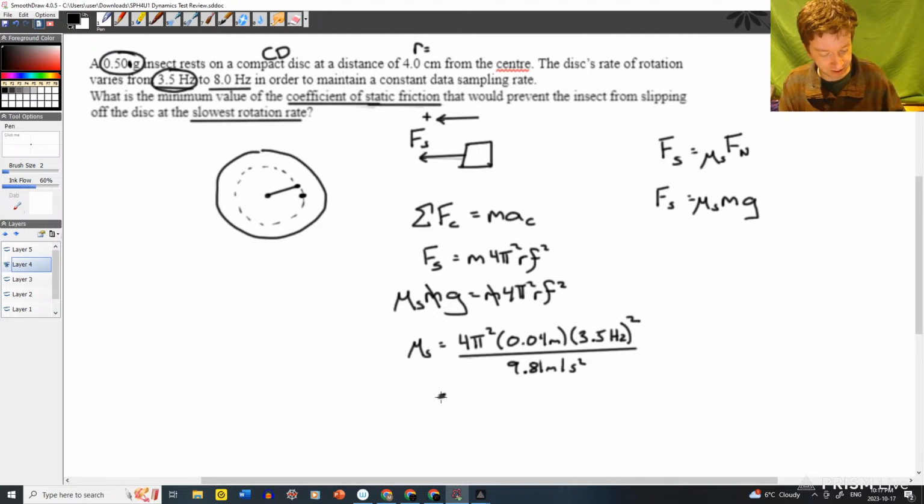So now we need our calculator. 4 times pi squared, 0.04, it's 3.5 squared over 9.81. 1.97, but we want only 2 significant digits, so 2.0. There's our coefficient.